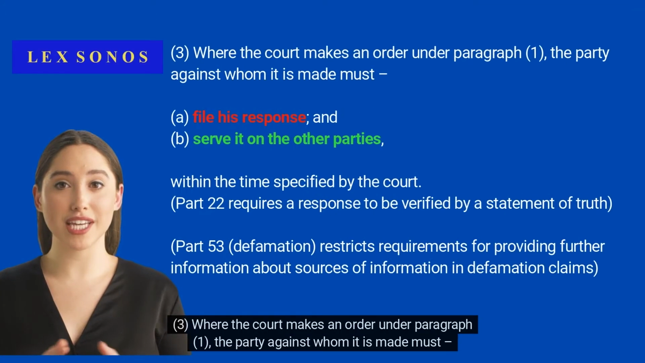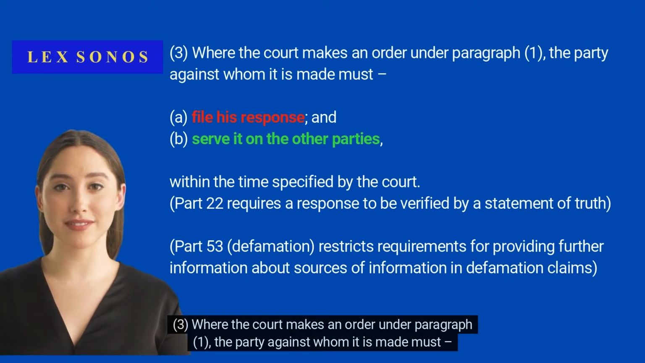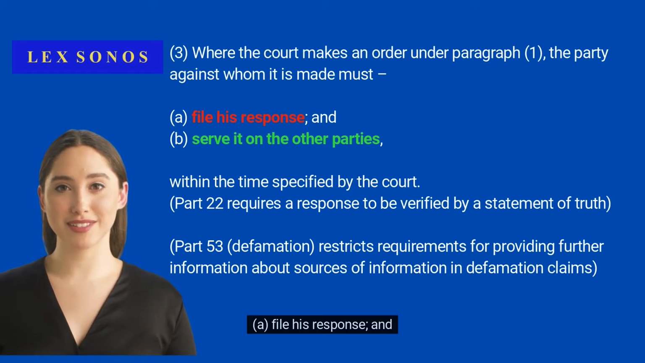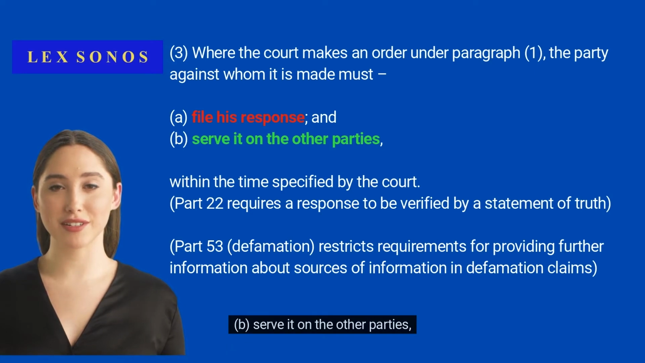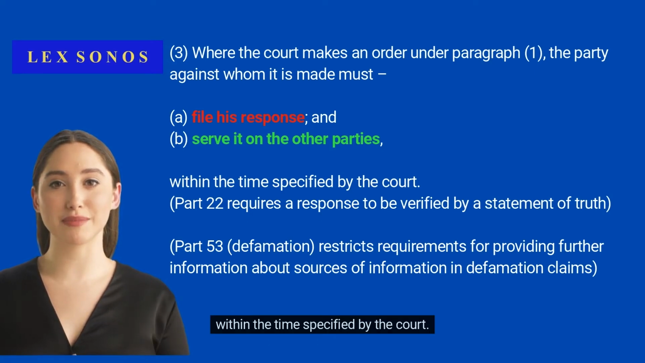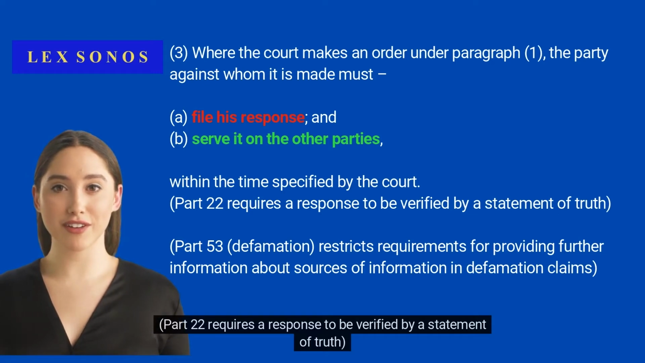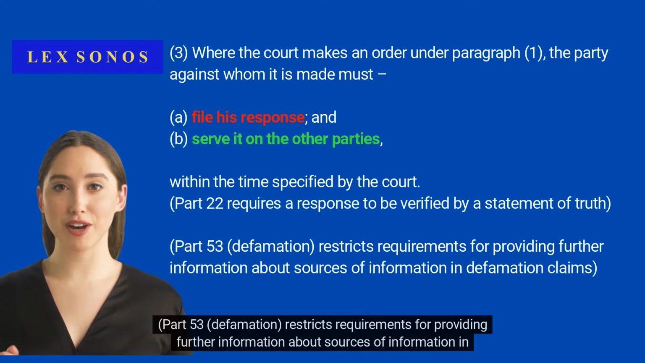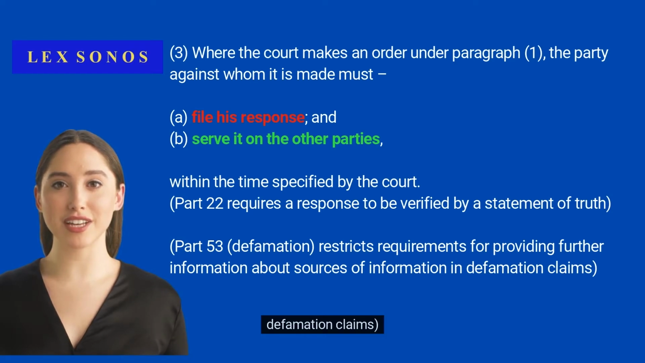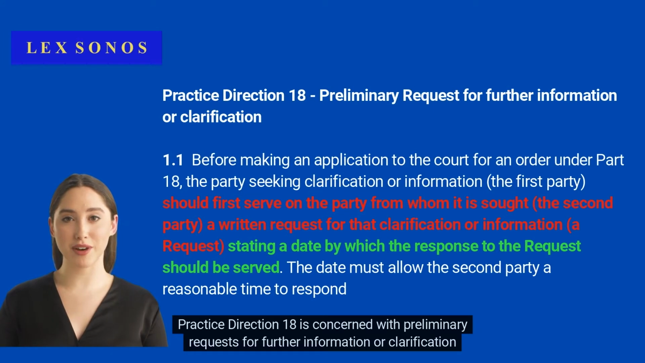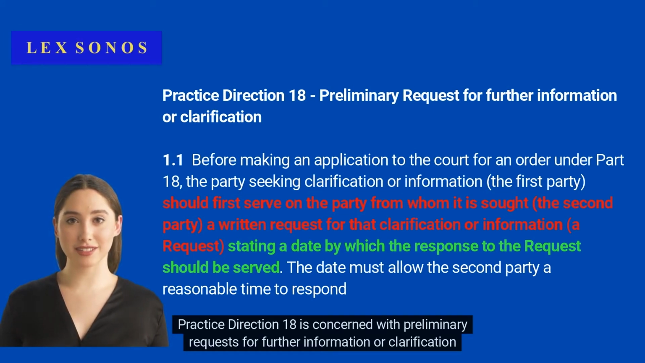3. Where the court makes an order under paragraph 1, the party against whom it is made must a. File his response, and b. Serve it on the other parties within the time specified by the court. Part 22 requires a response to be verified by a statement of truth. Part 53, defamation, restricts requirements for providing further information about sources of information in defamation claims. Practice Direction 18 is concerned with preliminary requests for further information or clarification.